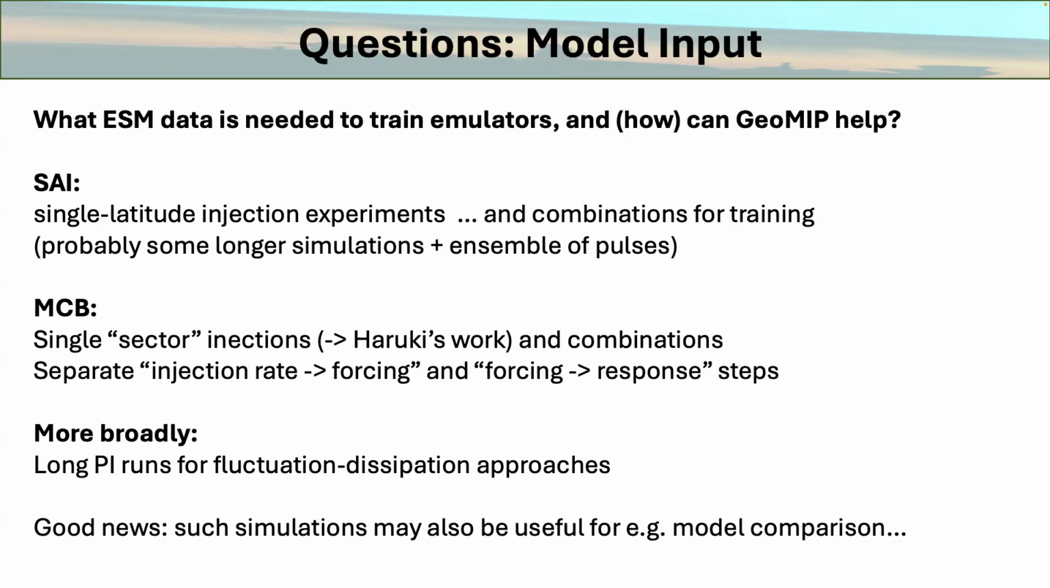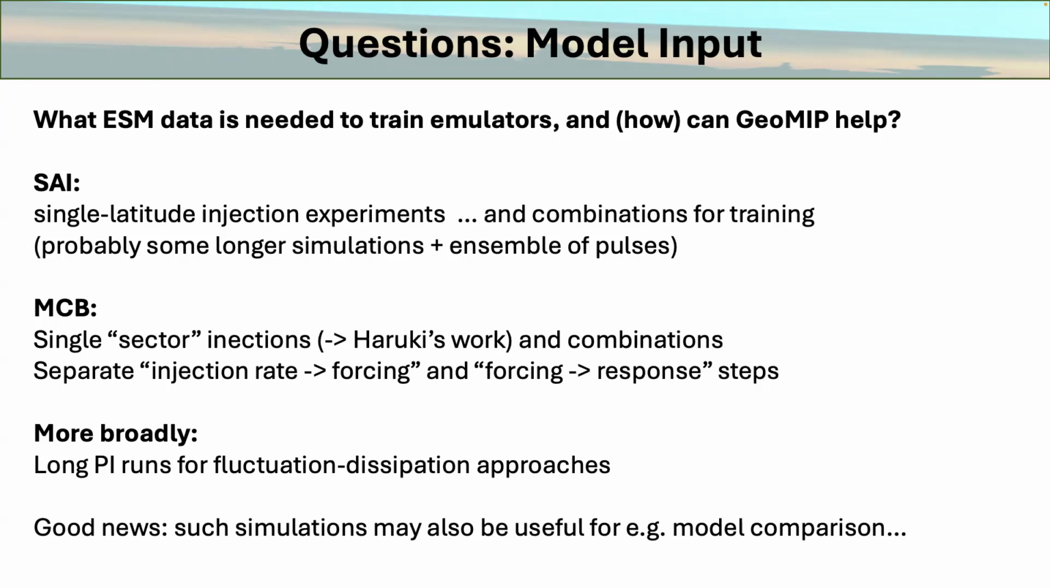As regards the question of input data, after a bit of back and forth discussion, we think that for SAI scenarios, probably the most useful thing to have would be single latitude exercises, so that you could, in your emulator, work on how to combine the effect of different single latitude injections to generate the response that you would get if you combine them somehow. There are also already groups working on this, and potentially this would include both longer timescale simulations, but also an ensemble of pulse responses, so that you just run your forcing for a few years so that you could get the short-term response right.